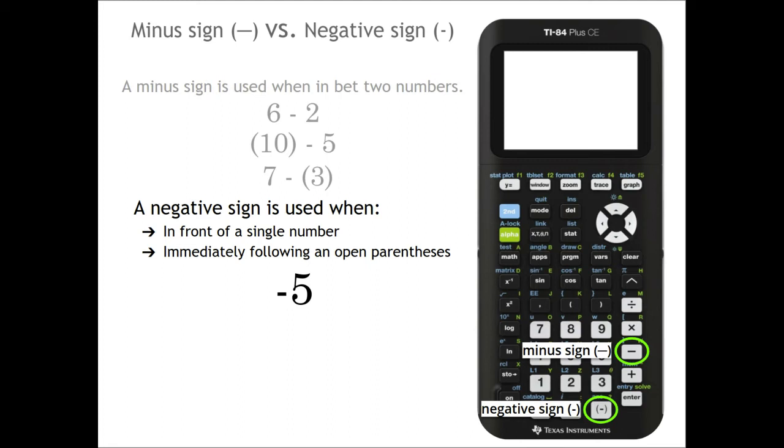So if it's not in between two numbers, it's just in front of one single number, then it's going to be a negative sign. Or if it immediately follows an open parentheses. So for instance, we have an example over here. So first we have -5.